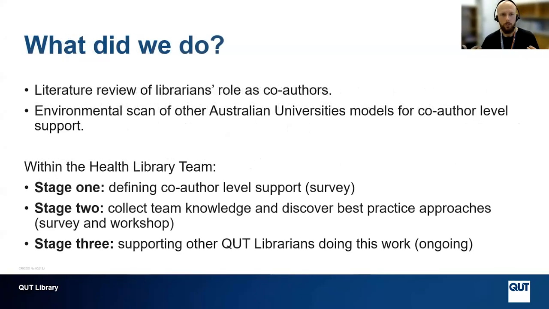So what did we do then as a project, Rosie and I? Looking within the team, firstly, we did a literature review. So we wanted to just see what the literature is saying about librarians' roles as co-authors. Then we did an environmental scan, looking at other university libraries' service charters and focusing in on the co-author level of support, just to give us a bit of background and inform how people are doing this work. Then we took a staged approach within the team to start to map things out for us.